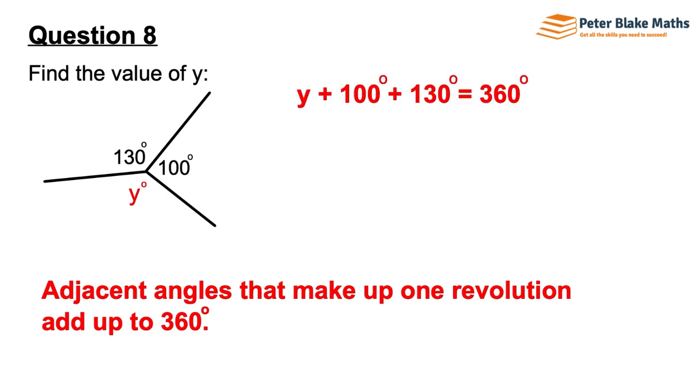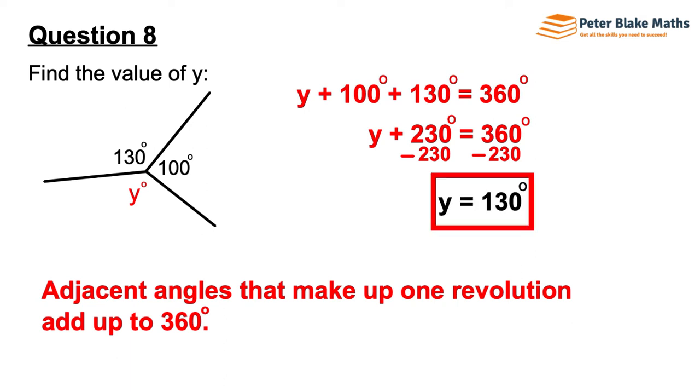Y plus 100 plus 130 equals 360. Let's just simplify and join the 100 and the 130 to make it a bit more straightforward for us. So y plus 230 equals 360 degrees. To get y on its own, we need to move a 230 that's adding, so we'll subtract 230 from both sides. Leaves us with y on the left hand side and 130 degrees for the solution there. Y equals 130 degrees.